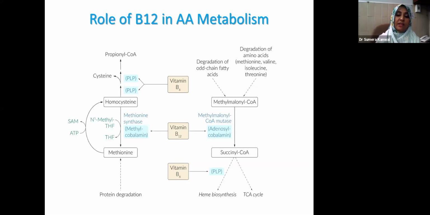PLP is vitamin B6, pyridoxal phosphate, the major and the principal prosthetic group for amino acid catabolic reactions. So pyridoxal phosphate is usually involved in transamination reactions. So this is the involvement of B vitamins in amino acid metabolism.